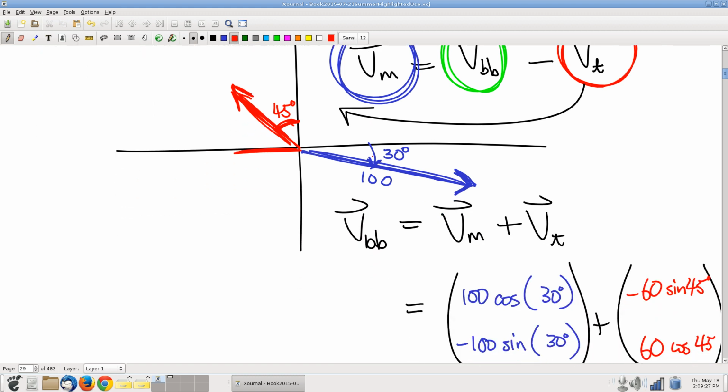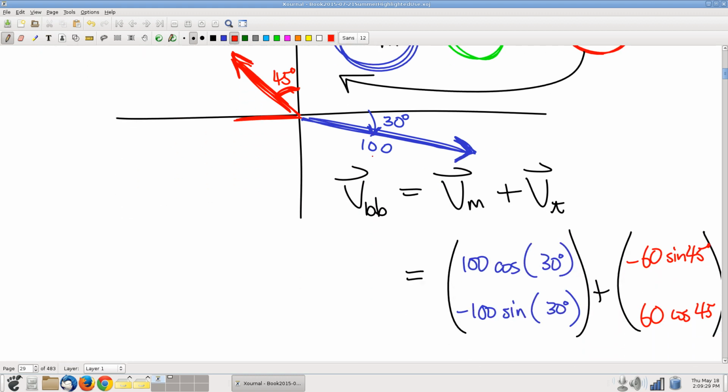Why is it negative 60 times sine 45 again? Well, if you're looking at this red vector here, the first component is the x part of it, and that's negative. Thank you.